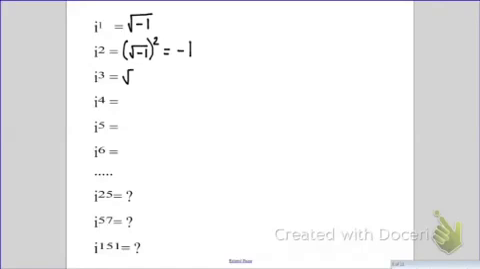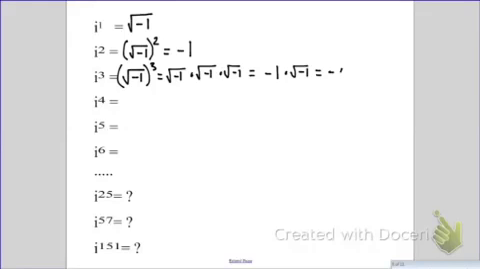Okay, let's try out the next one. i to the 3rd power. What does that mean? Well, that means square root of negative 1 times square root of negative 1 times square root of negative 1. Now, square root of negative 1 times square root of negative 1, we already know what that does because it was the square. So this turns into negative 1, and then there's still a square root of negative 1. So that's the i. So our final answer is negative i.